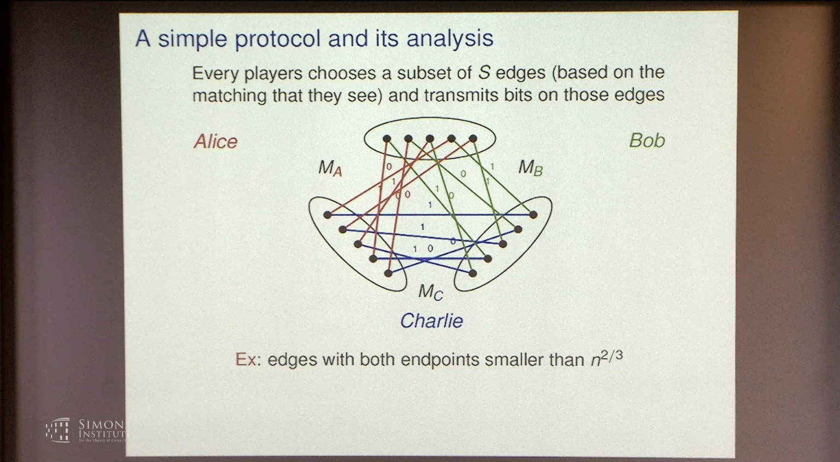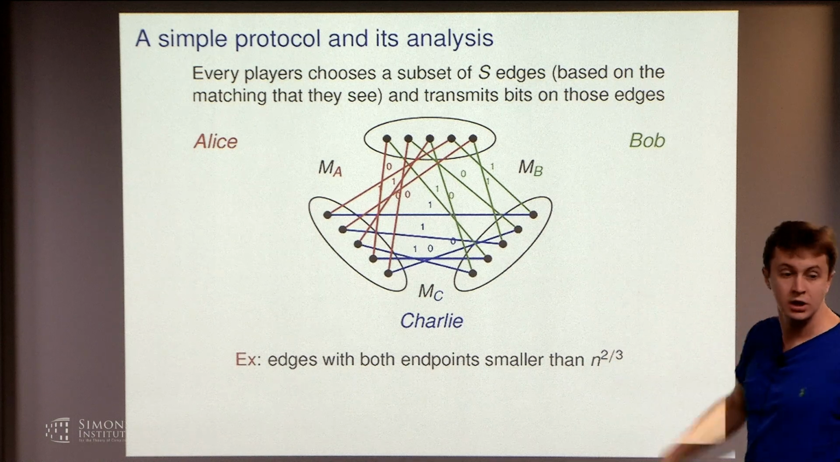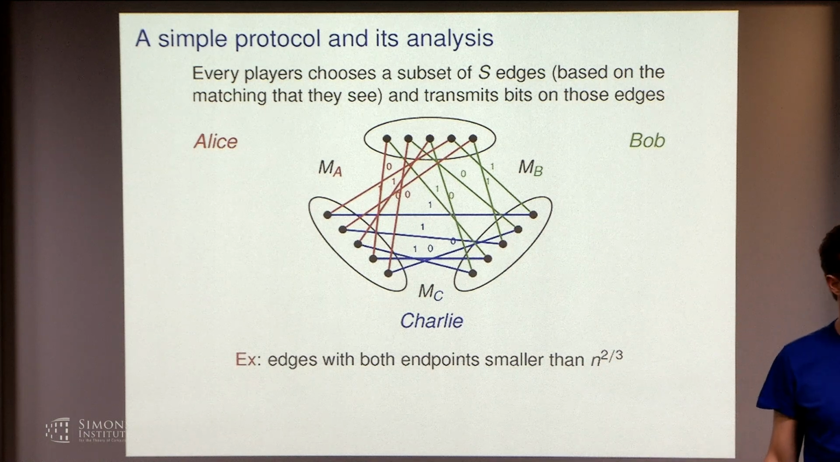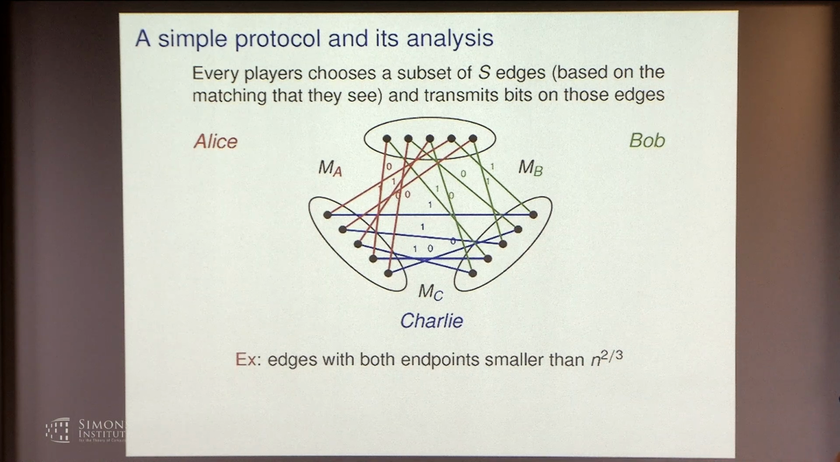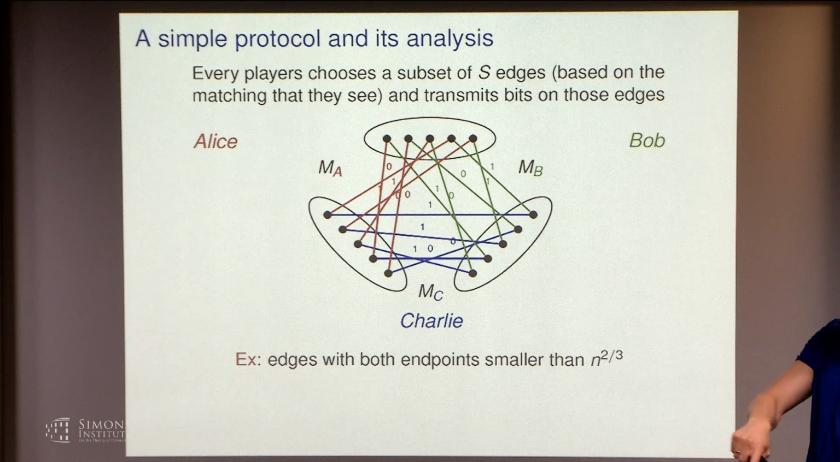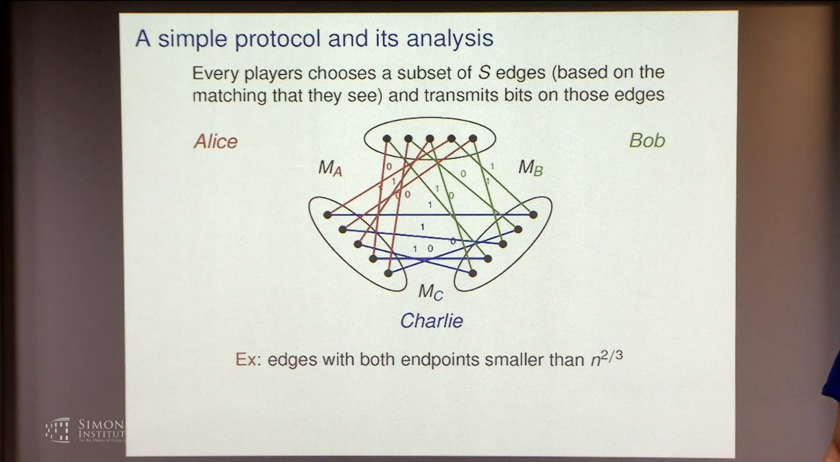Okay, so let me just quickly sketch how the analysis goes. Well, first, it is useful to see what the players would do if they were constrained to using very simple protocols. The protocol is this. As soon as Alice, Bob, and Charlie look at their matchings, they decide on some edges on which they will want to keep the bits. They will send some of the bits to the referee, and they will forget all the other bits.